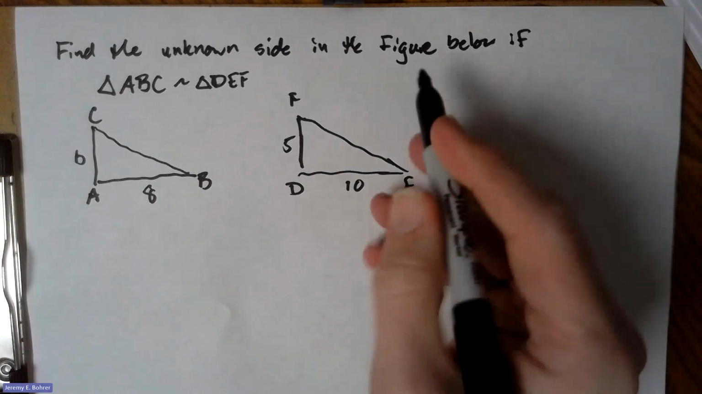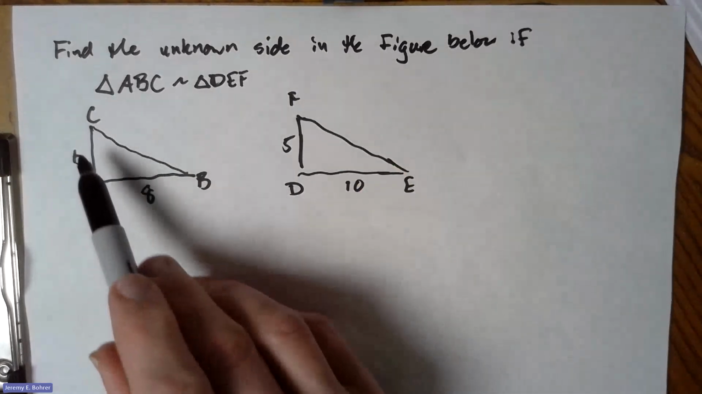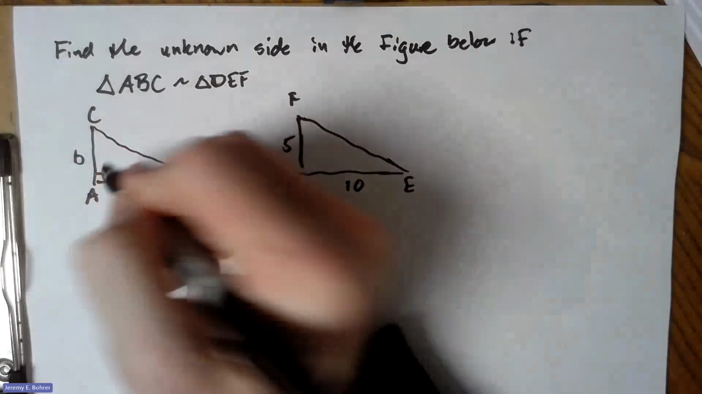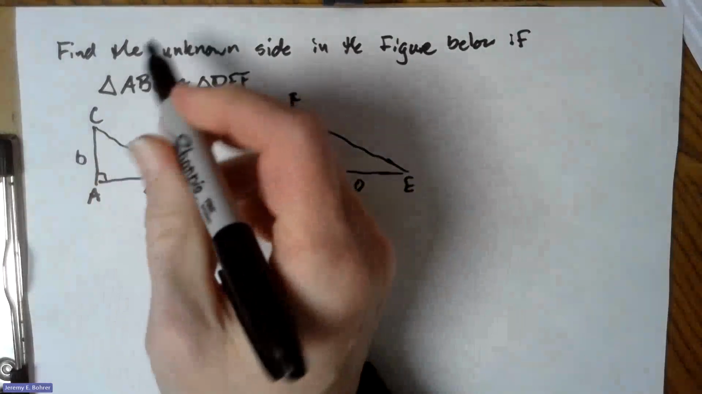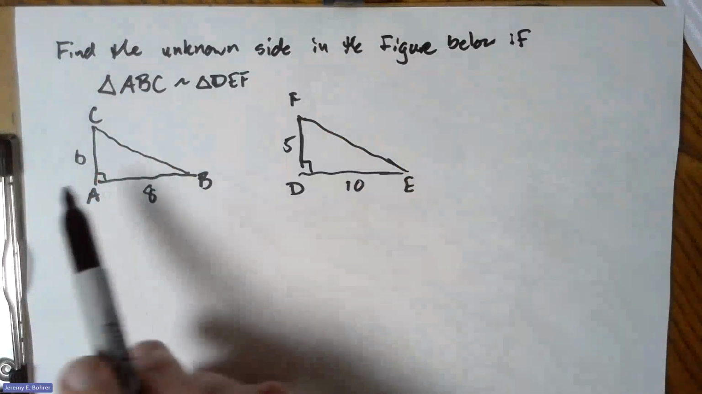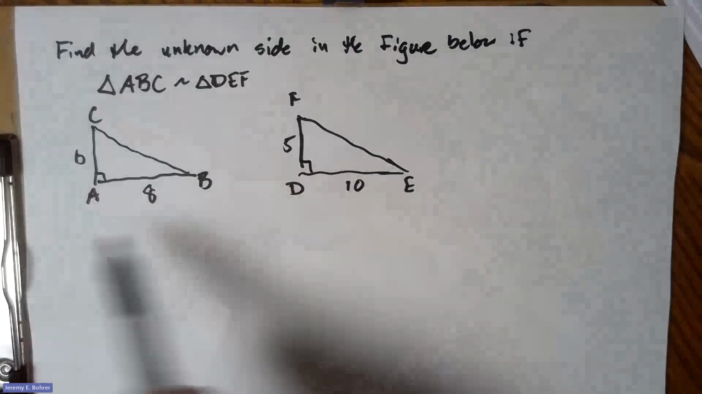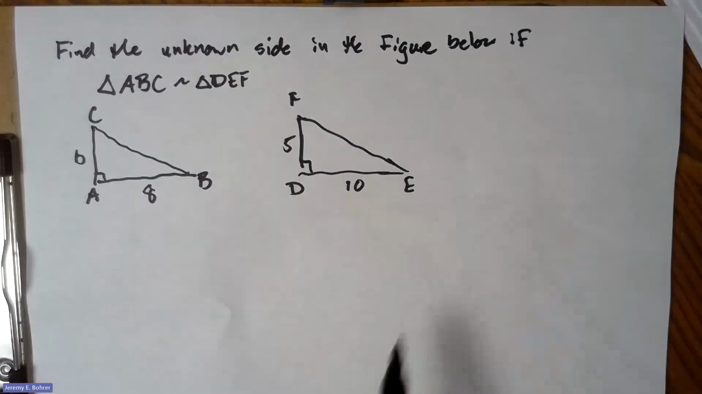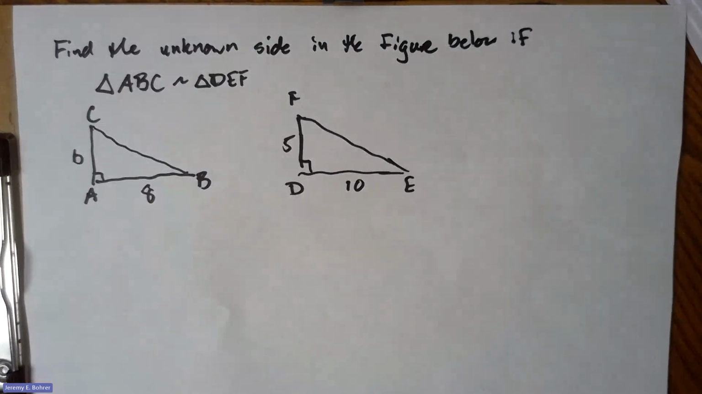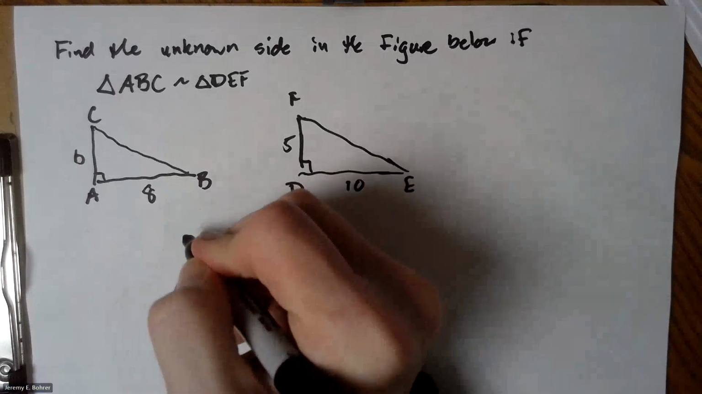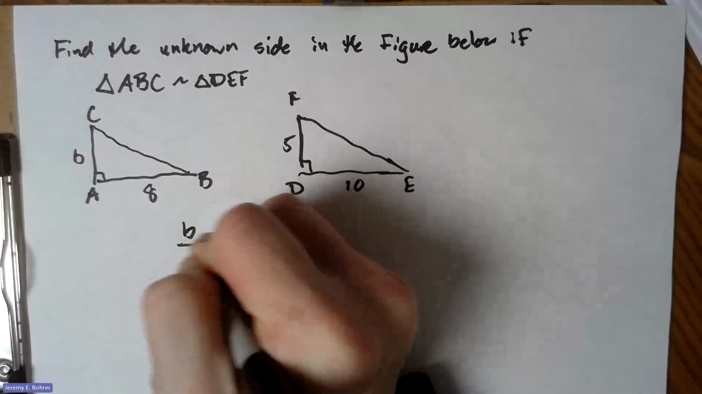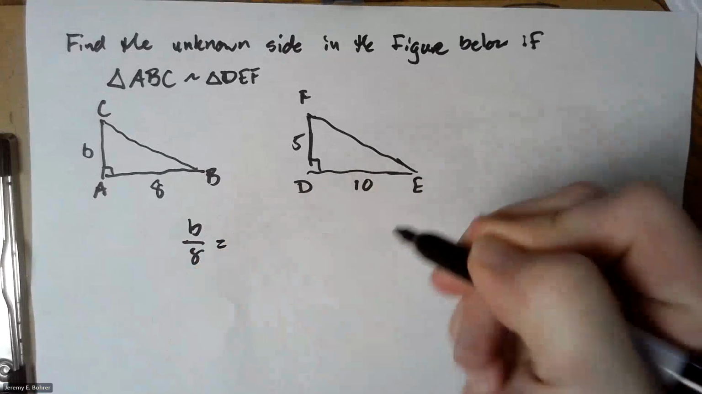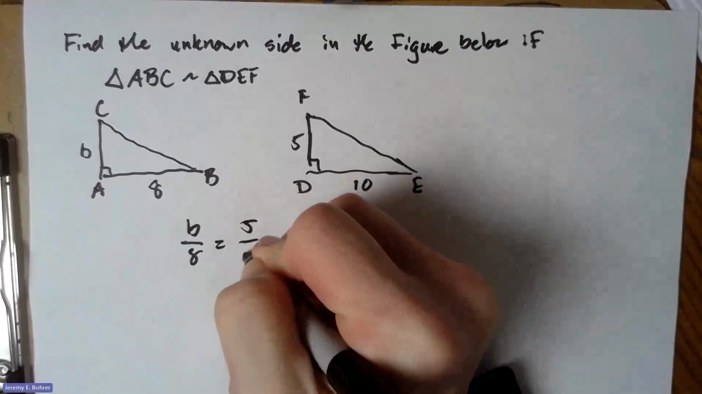We start by noting that we have similar, these are right angles, and similar related sides B and 5, AC and DF, and 8 and 10 for AB and DE. What we can do is set up an equation where we say B is to 8 as 5 is to 10.